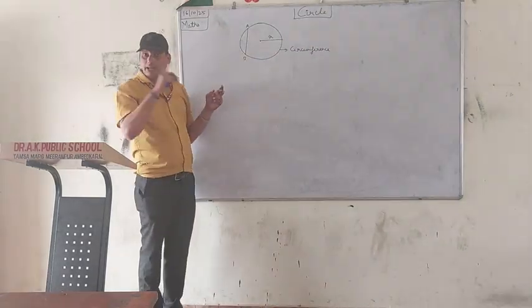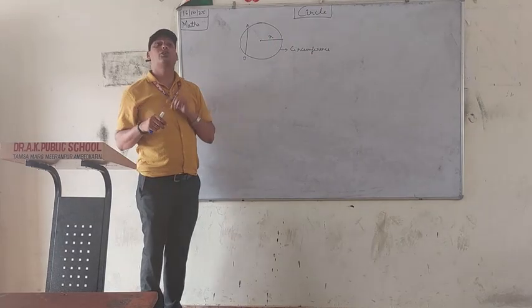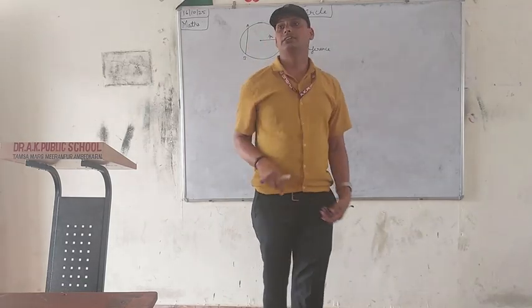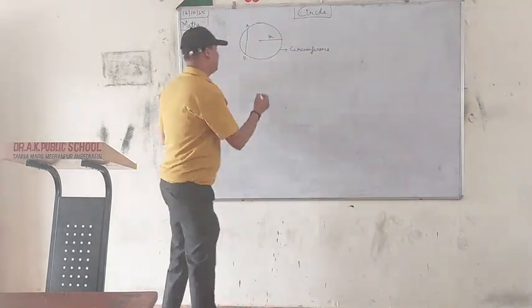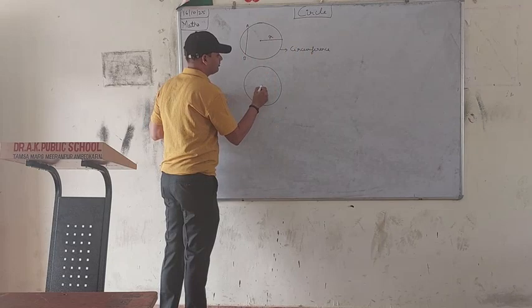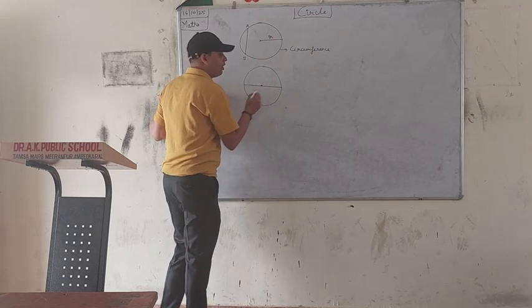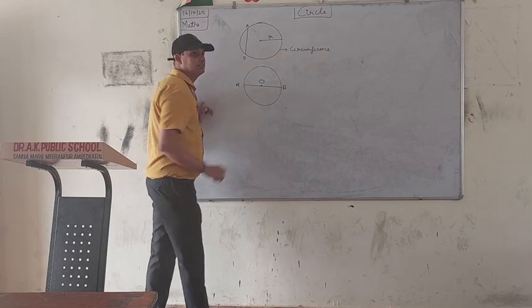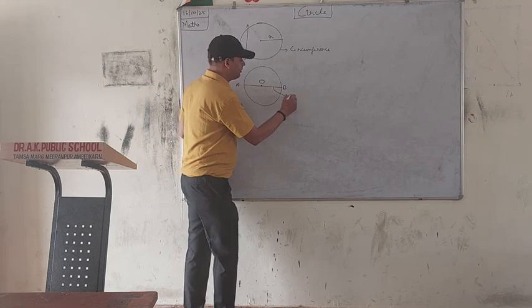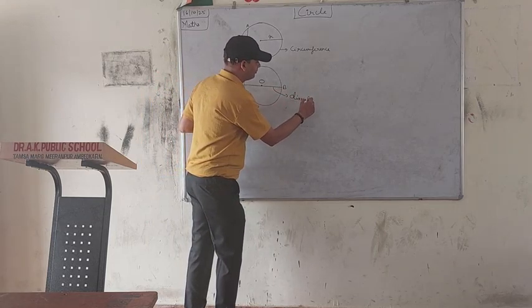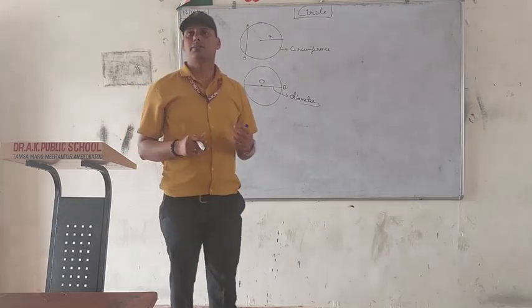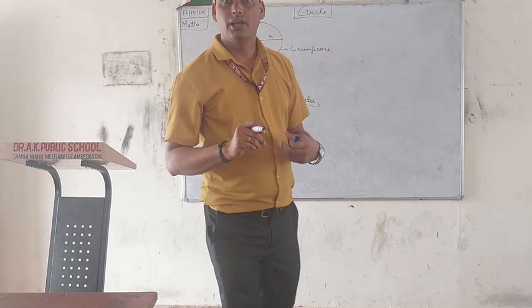Clear? And after that I told you that the longest chord of the circle, passing through the center of the circle, is known as the diameter. Remember now? The longest chord of the circle passing through the center is known as the diameter. Clear? And after that we discussed the tangent, right?